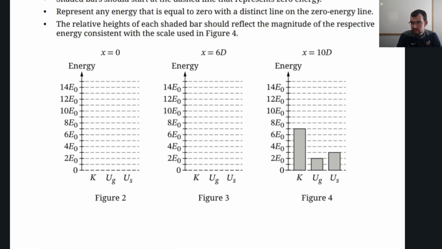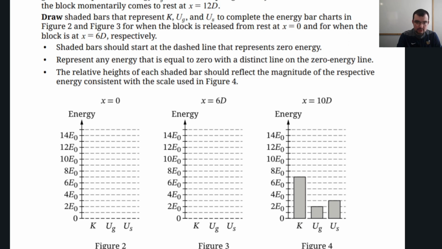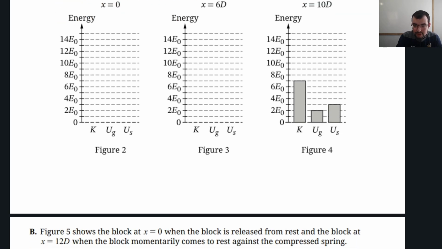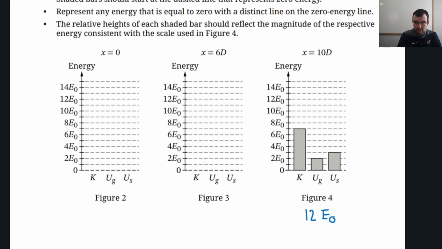So what is important for us here is that energy is conserved in this system because there's no friction. So we're just going to add to figure out how much energy budget we have. So I have 7 plus 2 plus 3, which gives me 12 E0. So I know that I actually have 12 E0 as my total energy budget.